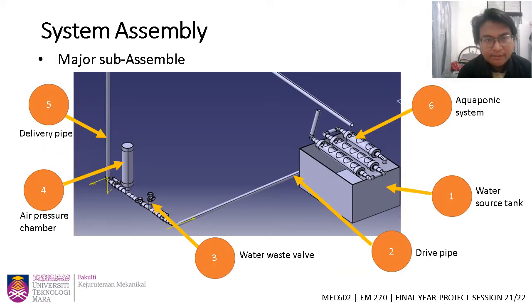Next is system assembly. In this system, there are 6 major sub-assemblies. The first one is the water source tank, the second one is the driven pipes, the third one is the waste valve, the fourth is the air pressure chamber, the fifth is the delivery pipes, and the last one is the aquaponic system.